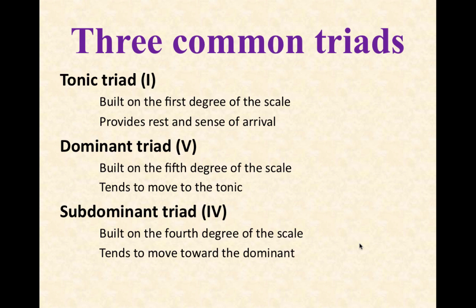Consonance and dissonance is actually happening constantly within music. Then the subdominant triad, Roman numeral 4, is built on the fourth degree of the scale, and it likes to move toward the dominant.